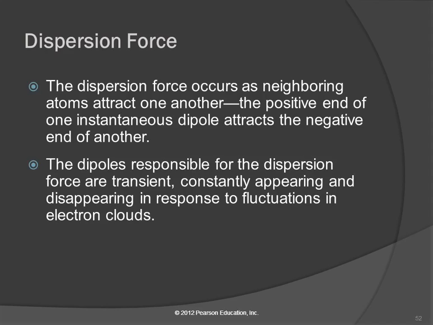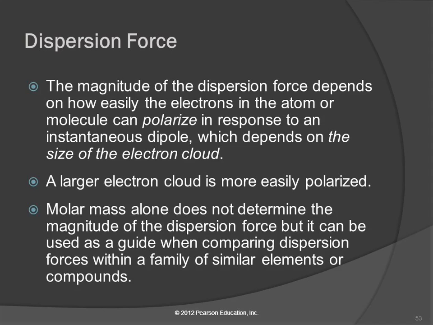So the dispersion force happens as neighboring atoms attract one another. These dipoles are transient, constantly appearing and disappearing. The magnitude of the force depends on how easily the electrons in that atom or molecule can polarize, how easily they can get lopsided in response to a neighboring molecule. And that's going to depend on the size of the electron cloud. A larger electron cloud is more easily polarized.